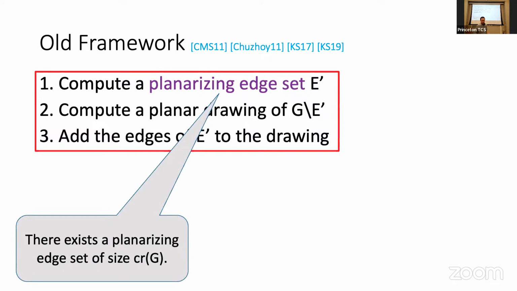It's not hard to observe that there exists a planarizing edge set of size approximately CRG, where CRG is the crossing number of the graph. Why is that? If we look at the optimal drawing of the graph, and for every crossing we take out one of the edges that participate in this crossing, then we are guaranteed that the remaining graph is planar, because we have already dealt with all the crossings. And CRG is the best quantitative bound that we can get for this planarizing edge set. Because if we have a graph that is a disjoint union of K5s, the crossing number is basically the number of copies, and you have to remove the same number of edges in order to get it planar, right? So this is the best quantitative bound.